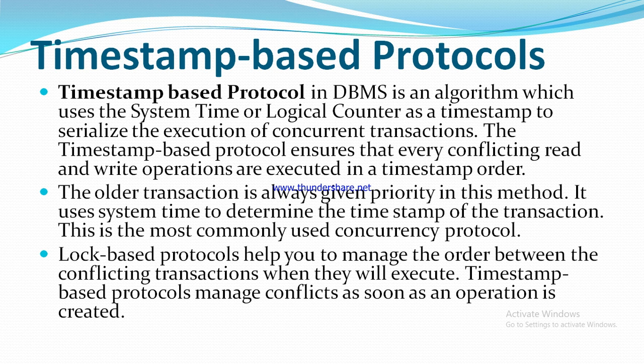Because of the timestamp counter value, the waiting time of other processes is reduced. Only based on the time is the locking provided to the database transactions. The older transaction is always given priority in this method. It uses system time to determine the timestamp of the transaction. This is the most commonly used concurrency control.